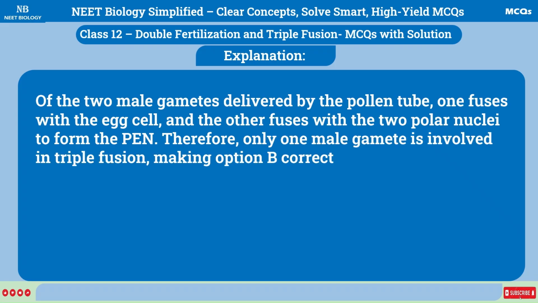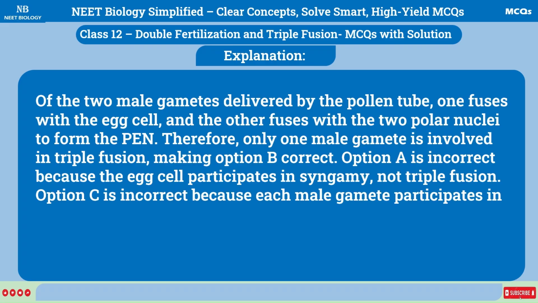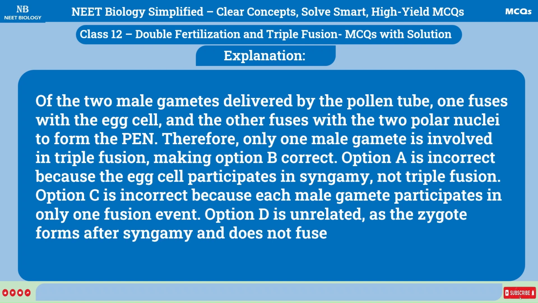Option A is incorrect because the egg cell participates in syngamy, not triple fusion. Option C is incorrect because each male gamete participates in only one fusion event. Option D is unrelated, as the zygote forms after syngamy and does not fuse with any nuclei.